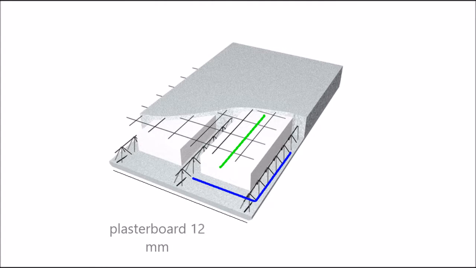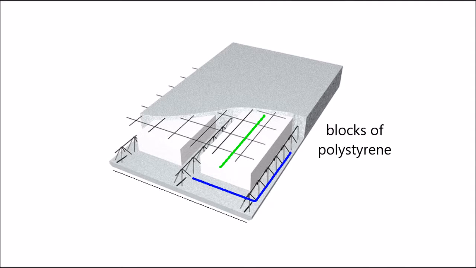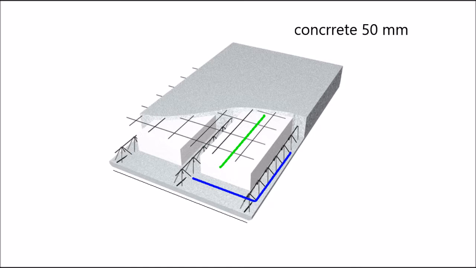This slab is used for the passage of the systems. In the lower part, there is a panel of plasterboard of the thickness of 12 mm. It follows a layer of concrete of the thickness of 40 mm. Inside the slab, there are blocks of polystyrene with the function of lightening. The structure finishes with a layer of concrete 50 mm thick.